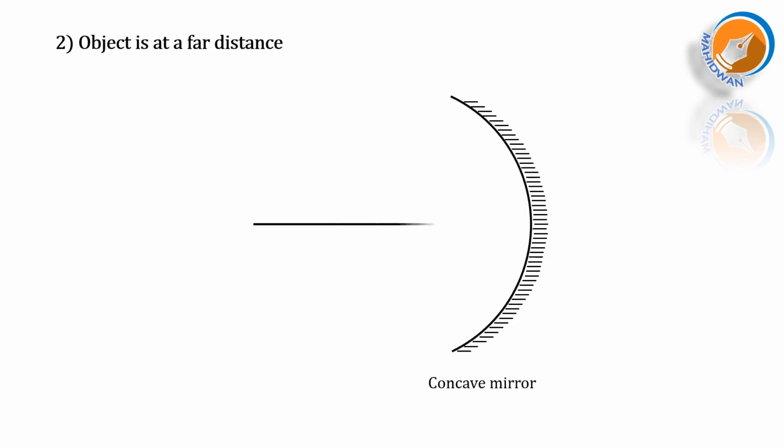Second diagram, object still not on your paper. It is outside the paper. So we write it as object at a far distance. Everything else is the same. Be ready with your principal axis and mirror, drawn with the help of a compass. Remember that, you're not supposed to draw freehand.